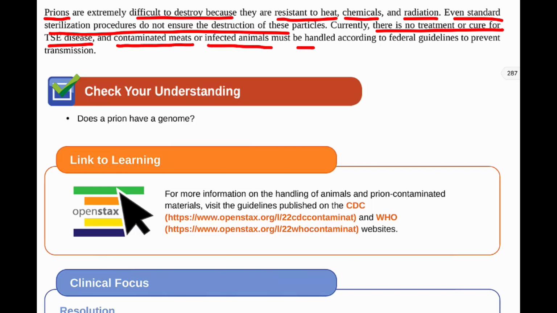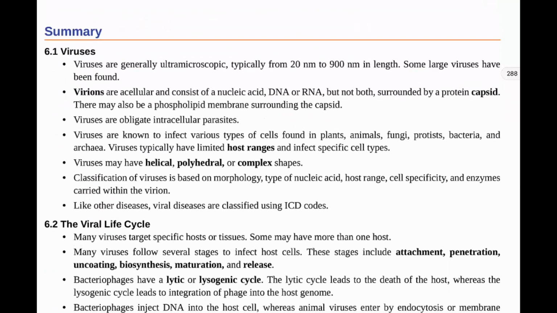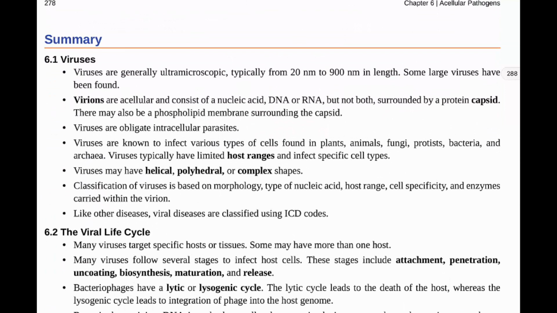So when the big mad cow disease thing came out, it was a very serious issue, and they had to track down all of the different types of products, all of the different cow products, and make sure that they were all disposed of properly so that nobody else came in contact with any of those products to be able to pass that prion disease along.